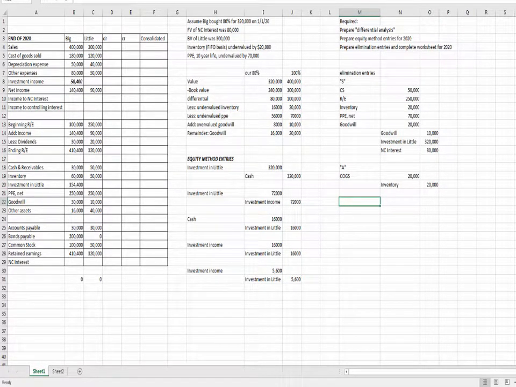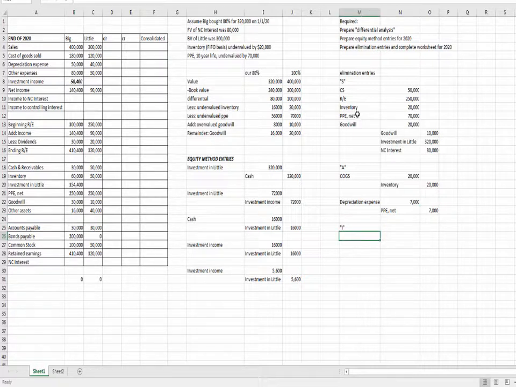Okay, next, the amortization of the property, plant, equipment differential. We had a $70,000 differential being written off over 10 years, or $7,000 per year. So we're going to go ahead and record $7,000 of depreciation expense. And rather than using a separate accumulated depreciation account, we're simply using property, plant, and equipment net, just to make life a little bit easier.